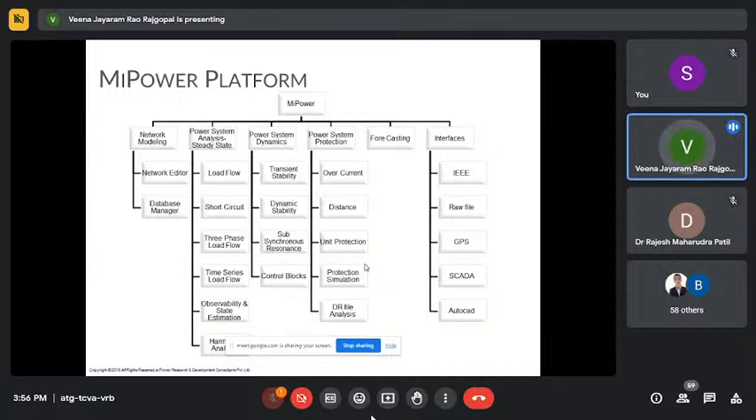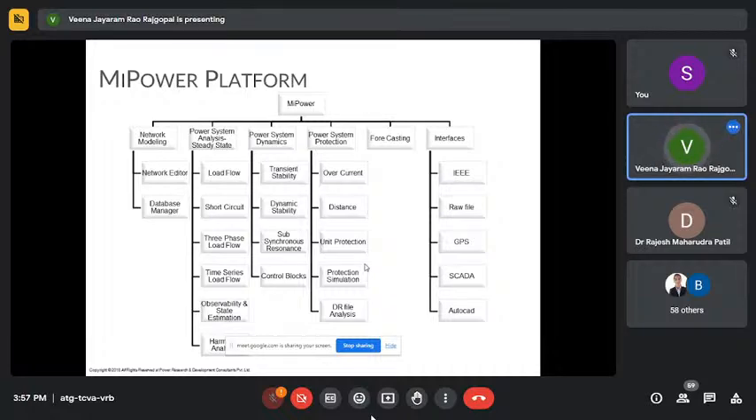Then you have the time series load flow, based on your meter data, like 15 minute or half hour meter data. Then you can do the analysis based on the load curve, and find out your monthly loss and overall annual loss. So three phase load flow and time series load flow are normally used in the distribution system.